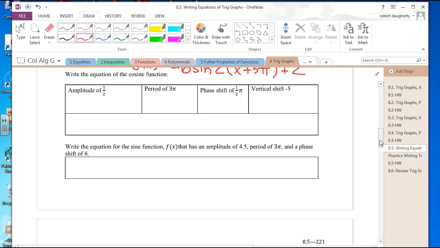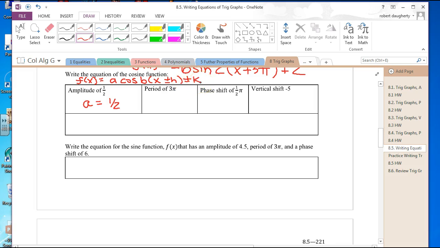So let's look at this one. Write the equation of a cosine function with amplitude 1/2, period 3 pi, phase shift pi over 2, vertical shift negative 5. Amplitude of 1/2, that means A is going to be equal to 1/2. Just to write down what I'm after, something that looks like f of x equal A cosine B, x plus or minus h, plus or minus k. That's what I'm after it looking like.